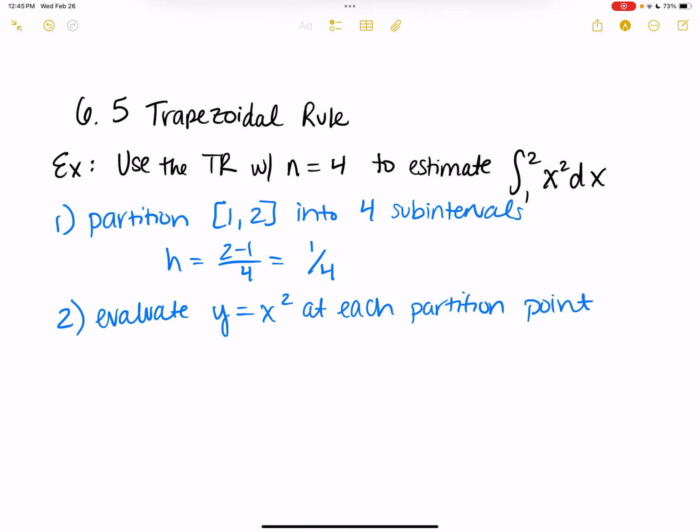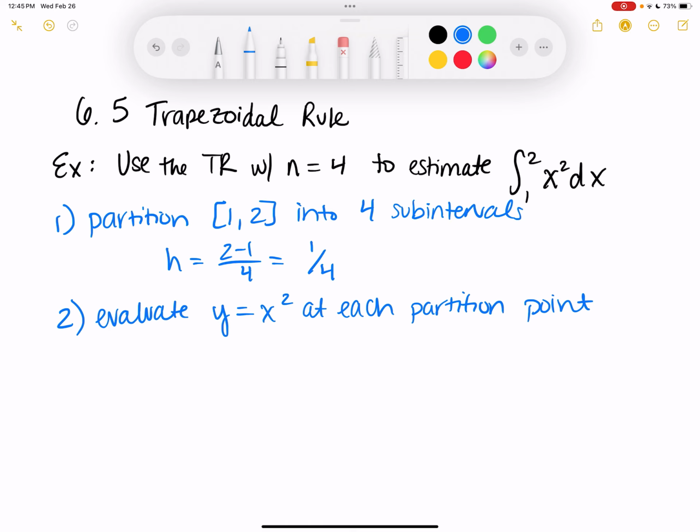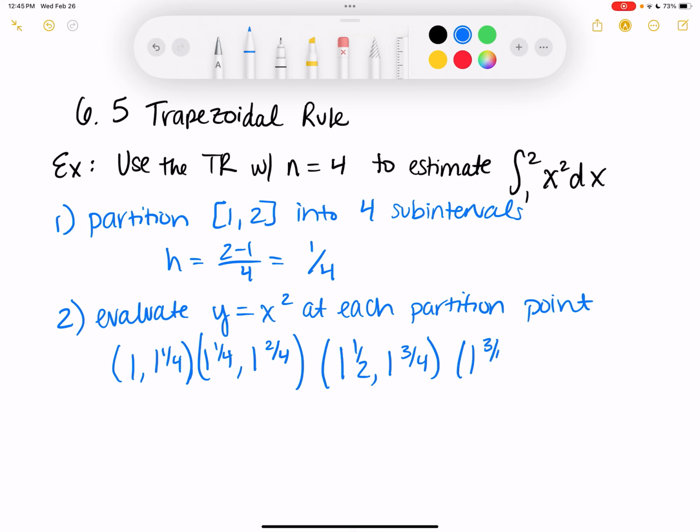I'm going to have from 1 to 1 1/4, from 1 1/4 to 1 2/4, which obviously is 1/2, but I'm going to leave it that way for a reason. From 1 1/2, well, I'm going to simplify it here. 1 1/2 to 1 3/4, and then 1 3/4 to 2. This is just so that I can see all of these here.